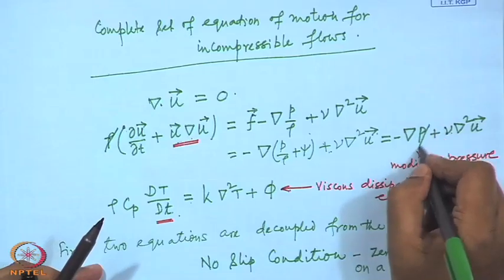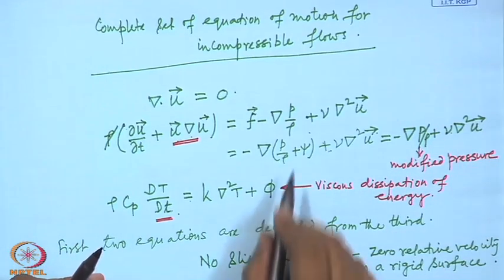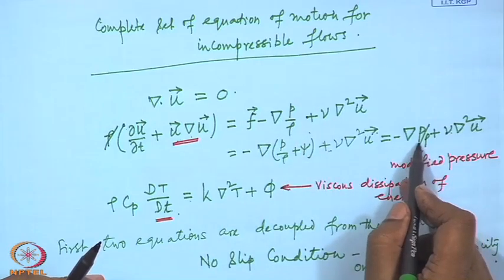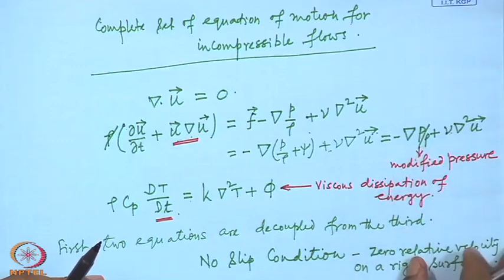So, this will write as rho, please, because the original pressure term contained P by rho, we would like to retain the same form. So, that modified pressure will also retain P by rho. Okay.